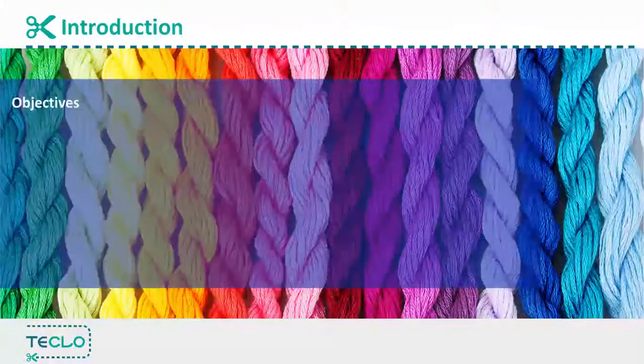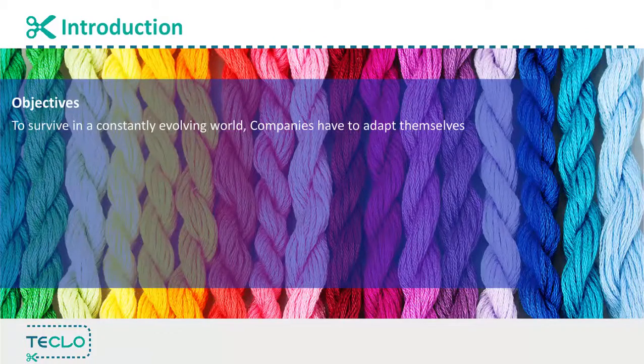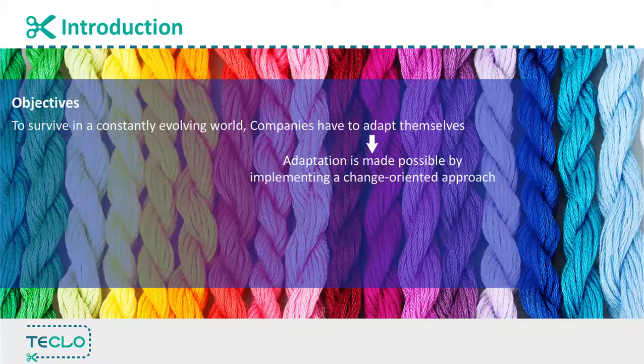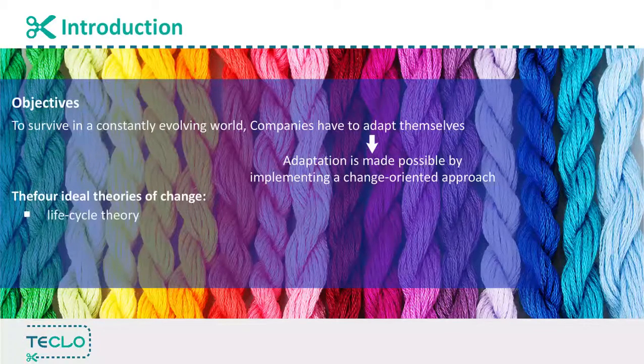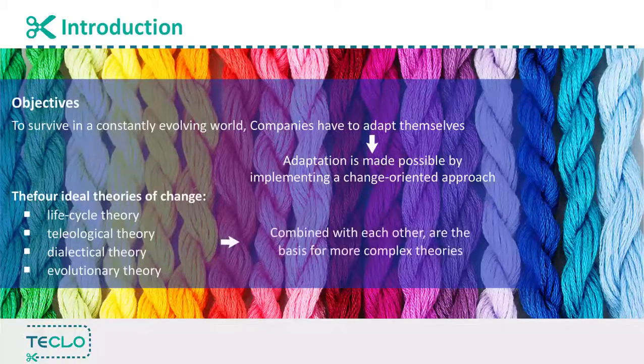Introduction. In order to survive a constantly evolving world, companies have to adapt themselves. Adaptation is made possible by implementing a change-oriented approach. Many theories describe why and how this approach is useful to enterprises. In this learning object, we'll see the 4 ideal theories of change: life cycle theory, teleological theory, dialectical theory, and evolutionary theory, which, combined with each other, are the basis for more complex theories.